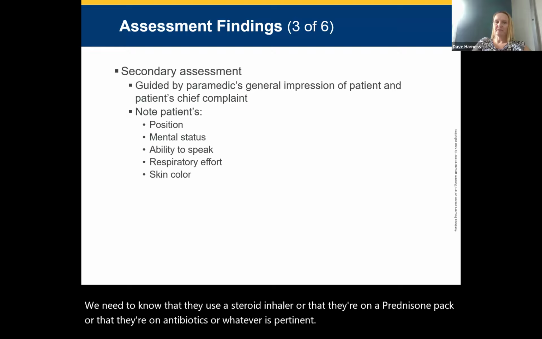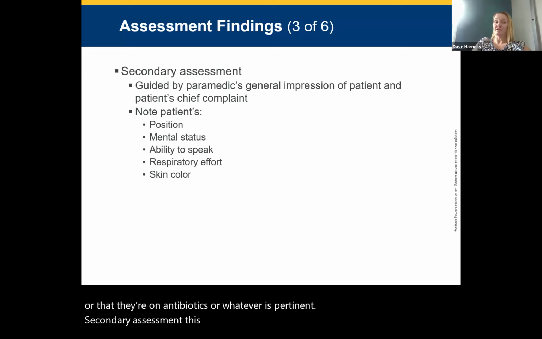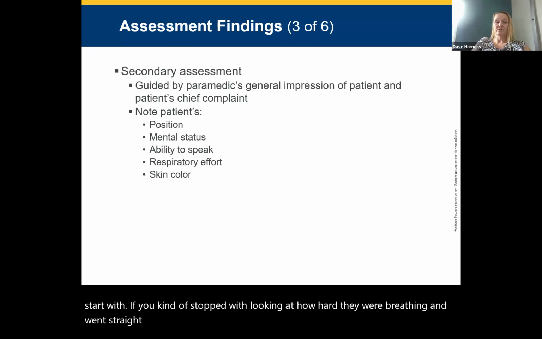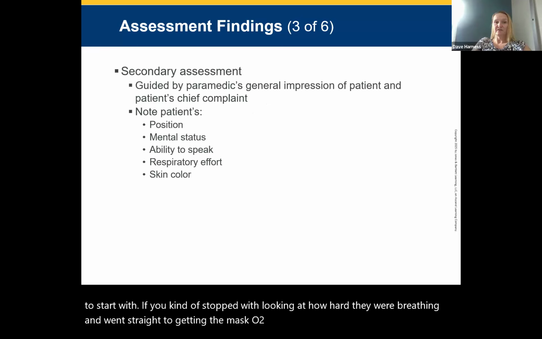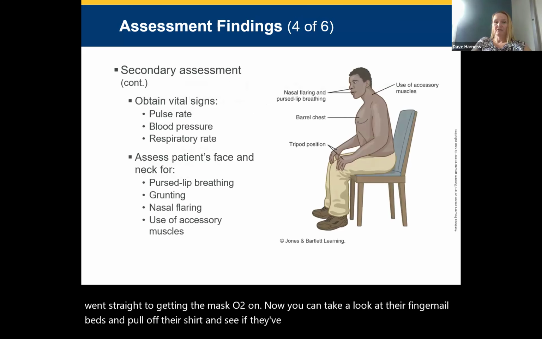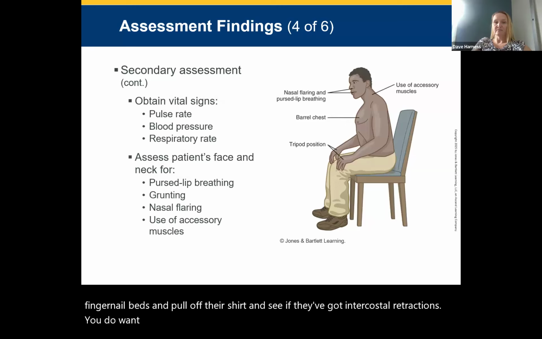Secondary assessment. This is just a deeper look at all the things that you looked at to start with. If you stopped with looking at how hard they were breathing and went straight to getting the mask O2 on, now you can take a look at their fingernail beds and pull off their shirt and see if they've got intercostal retractions. You do want a full set of vitals.